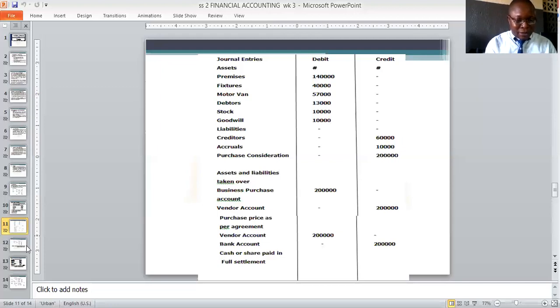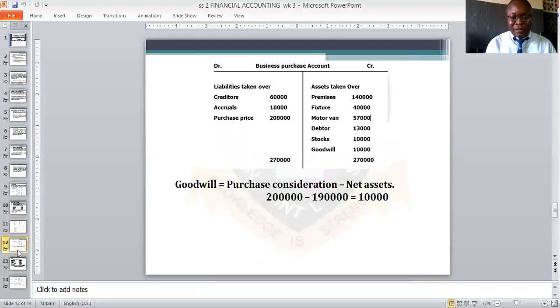So the next one is to look at how to calculate or how to determine the goodwill account. I've told you the other time that you are going to subtract the purchase price, or you call it purchase consideration, from the net assets. Sorry, net asset. And how do we get the net asset? That would be total assets subtracted from the liability taken over.